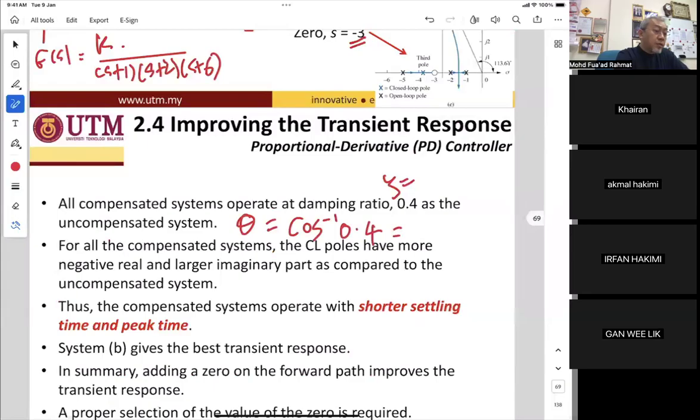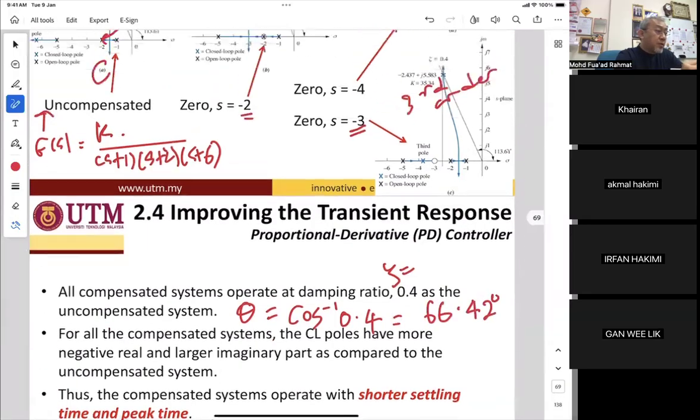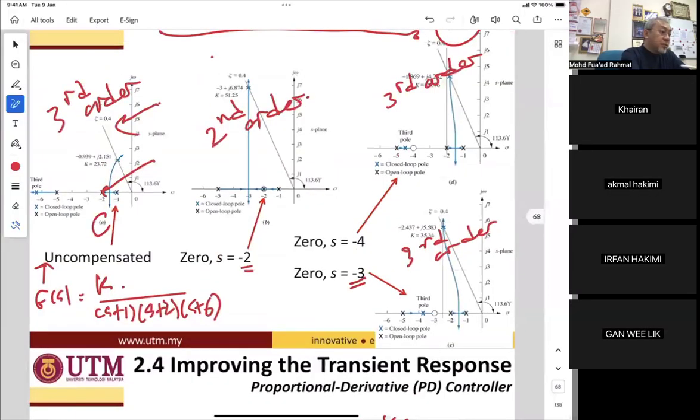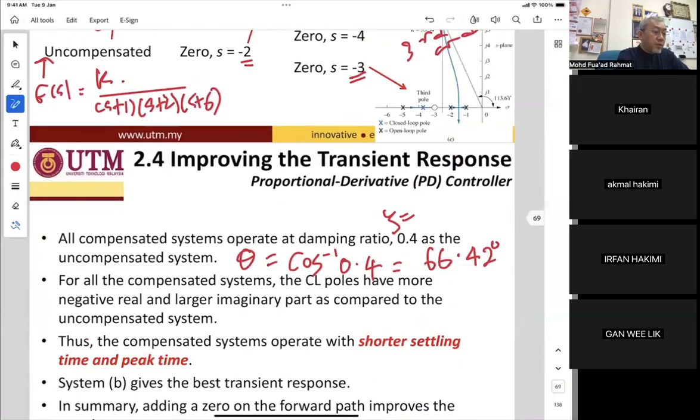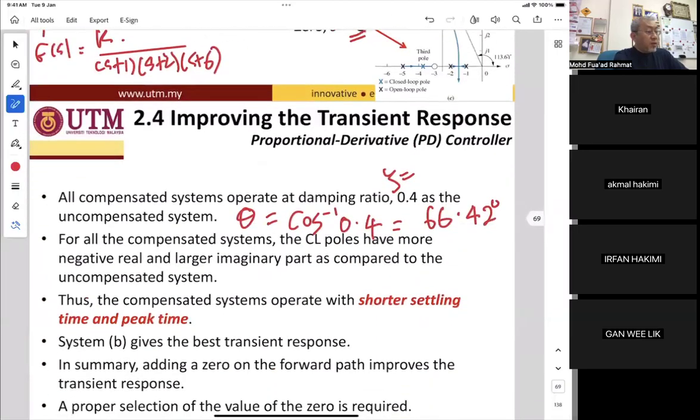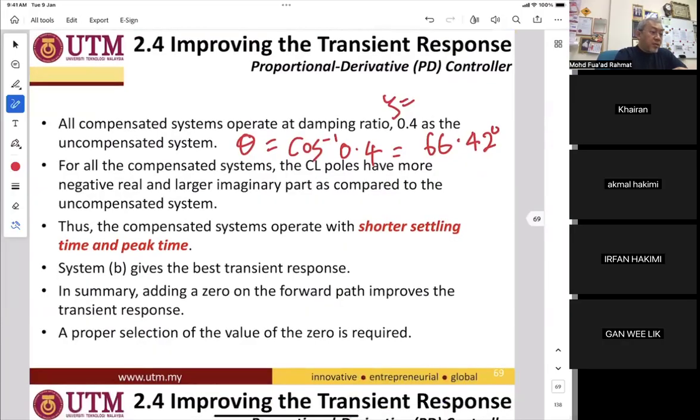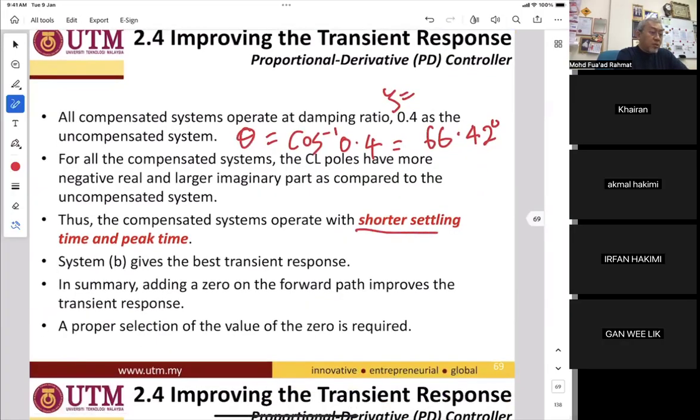66.42. Okay, so this is the line of theta, which is 66.42. For all the compensated systems, the closed loop system has more negative real and larger imaginary part as compared to the uncompensated system. So thus, the compensated system operates with a shorter settling time and peak time.